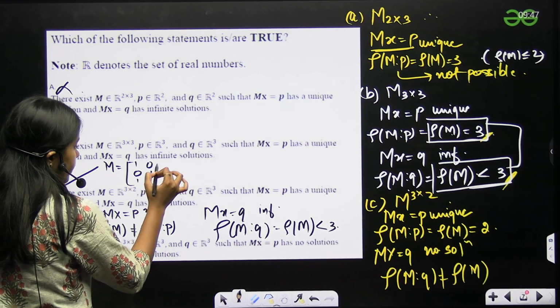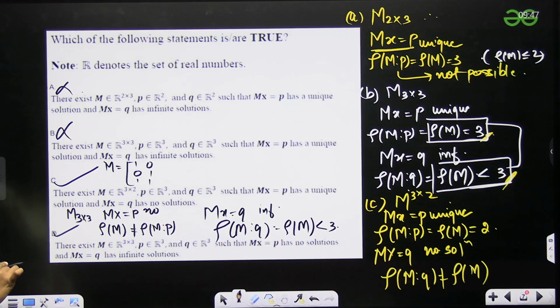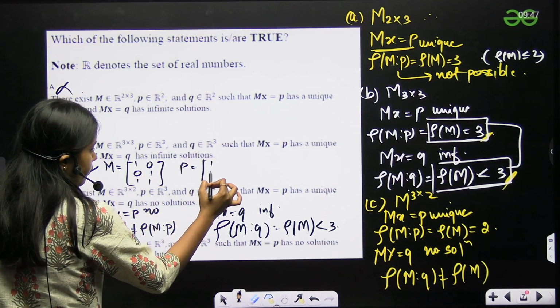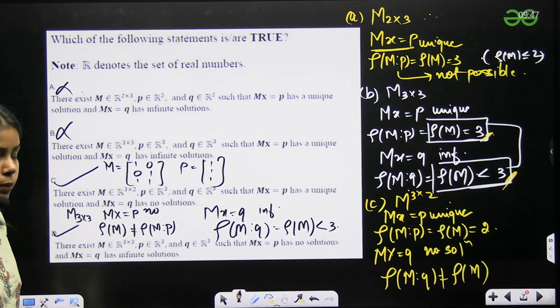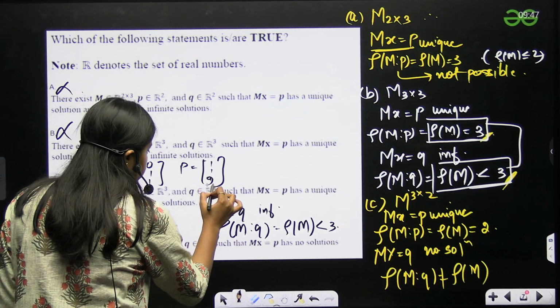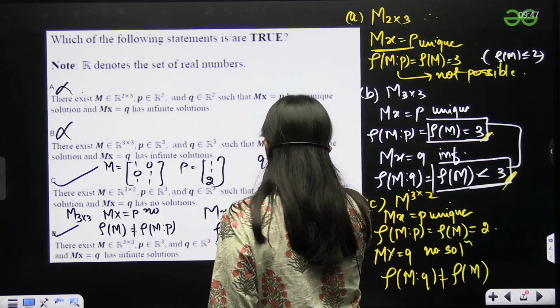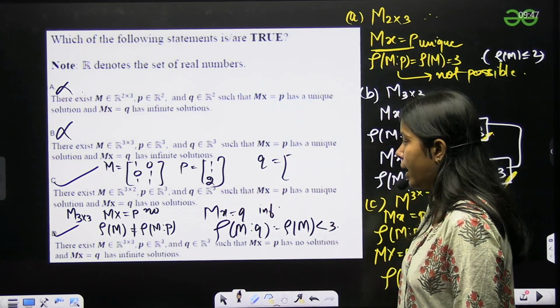Rows 1 0, 0 1, 1 1. This is the M matrix and the P vector I'll take as 1 1 2. If you would solve, you would get x1 equals 1, x2 equals 1. Sorry, it is 1 1 2 if you would take P. You can check these values by yourself. Mx equals P would give you x1 equals 1, x2 equals 1.